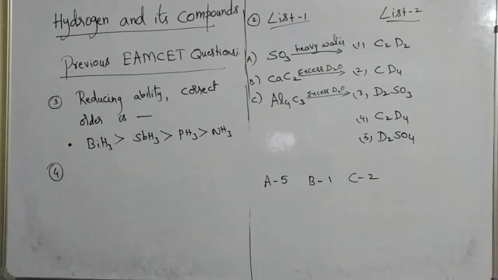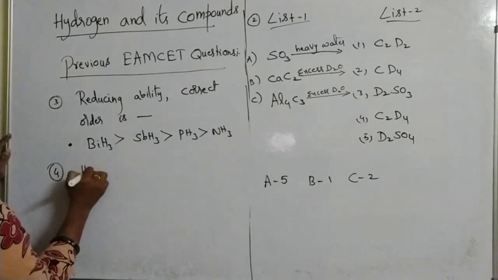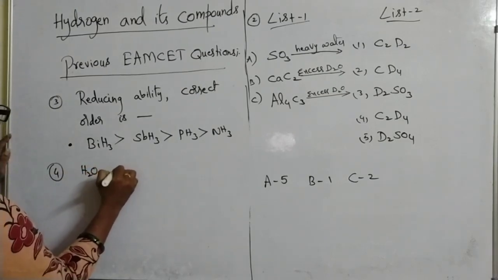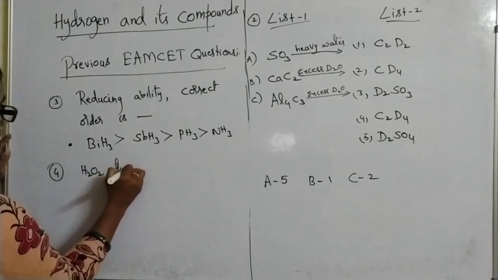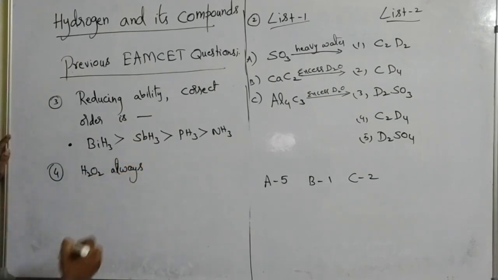Hydrogen peroxide is stored away from light because it gets decomposed when exposed to light. H2O2 is always to be stored away from light.